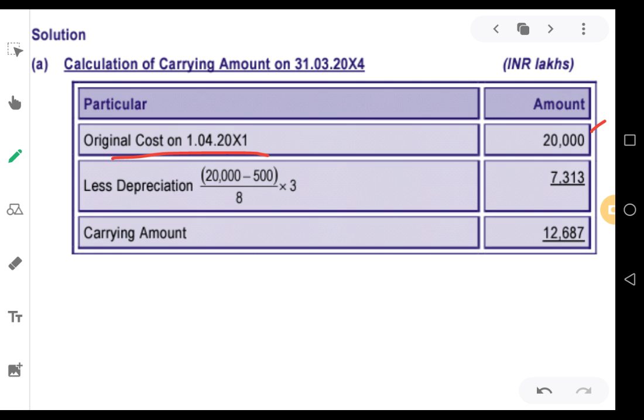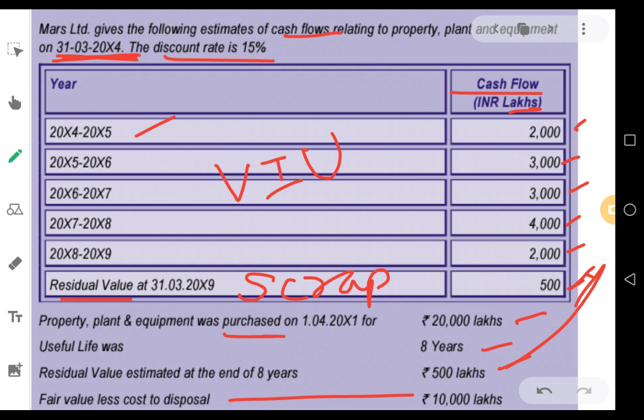Purchase price of the asset is 20,000 lakhs. Less depreciation. From the purchase price of the asset, we should subtract our depreciation. How many years of depreciation should we calculate? For that, you see the question.